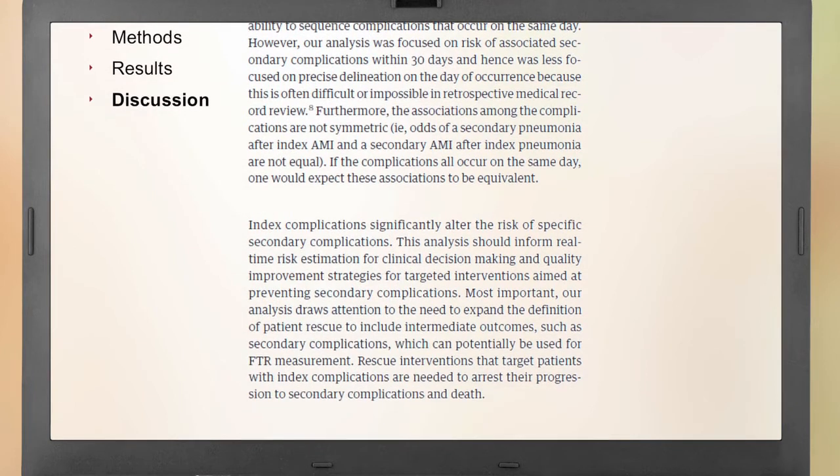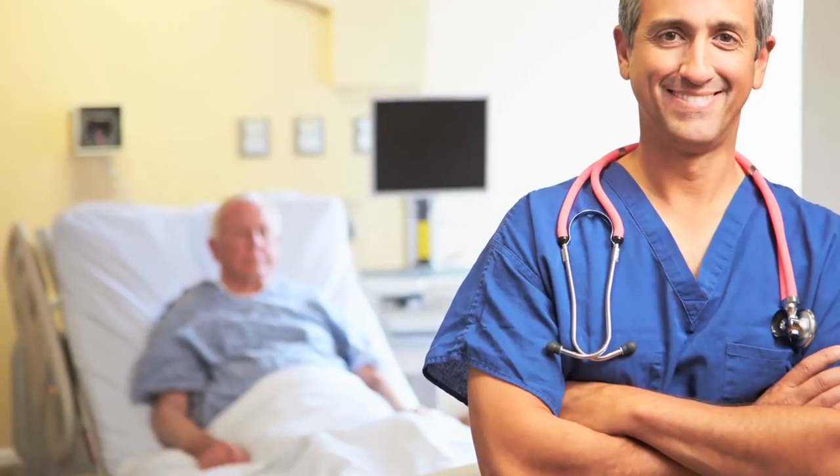To conclude the discussion, the authors restate that index complications play a significant role in patients' risk of experiencing secondary complications. They also call for interventions that may prevent secondary complications and could ultimately prove to be life-saving for the patient.